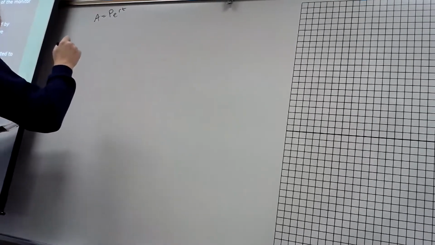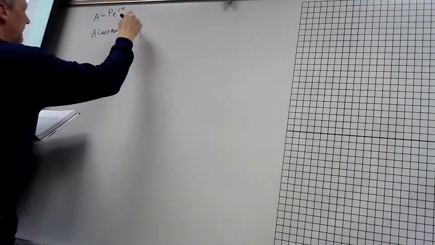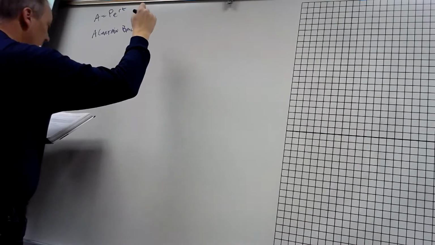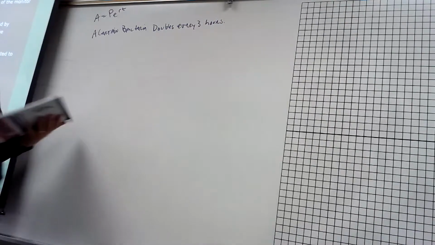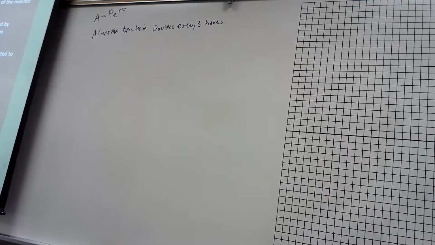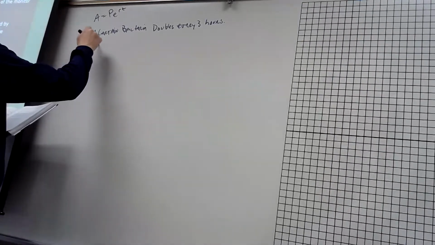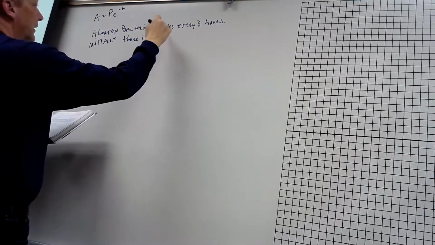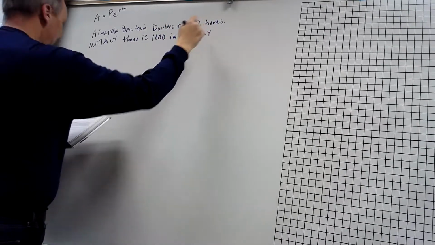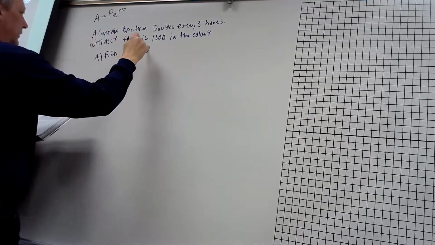Okay, so a certain bacteria doubles every 3 hours. It's called coronavirus. No, just kidding. This is 4.6. Initially, there is 1,000 in the colony. Find a model. Here, we'll do this in pieces.